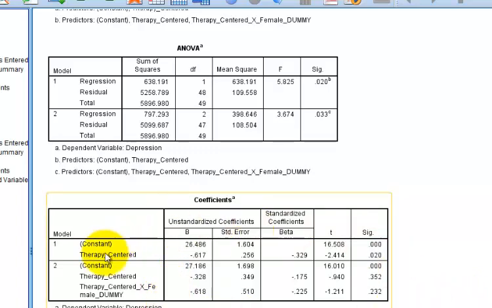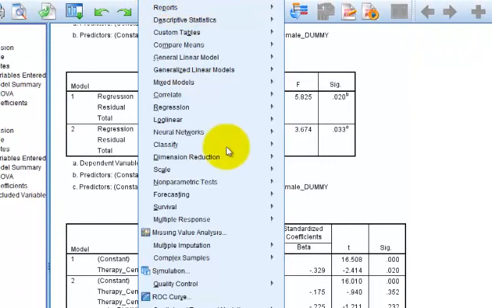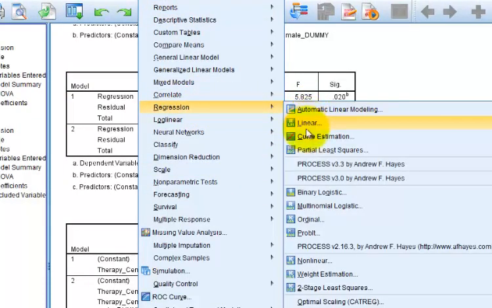And it's the same thing, right? The therapy centered by itself is significant. There's a significant correlation between therapy and depression. But when I stick in the centered variable for females, it's not significant. So that means there's no difference. So what I did was I went back in and I switched it around.